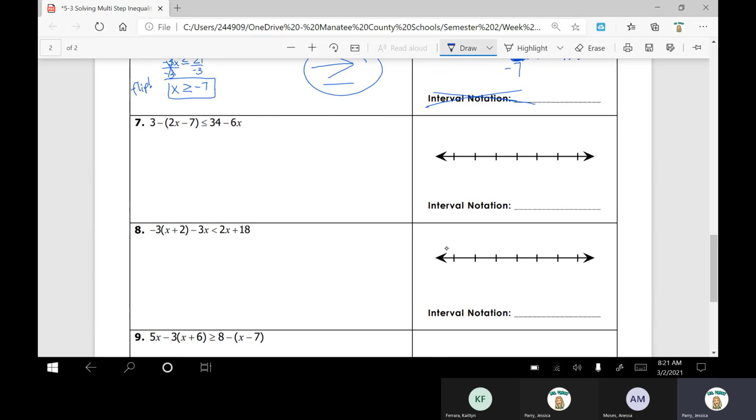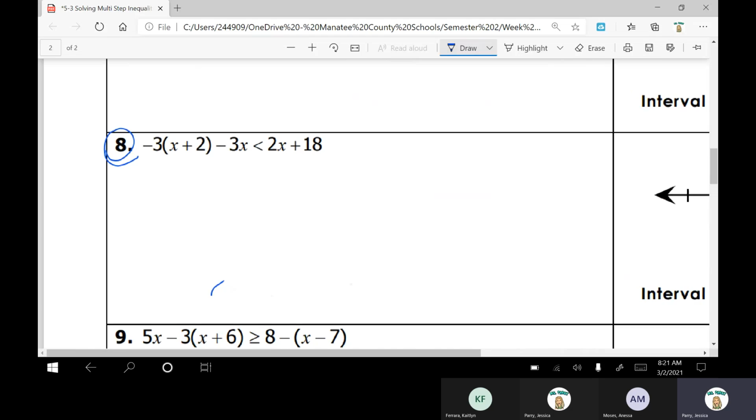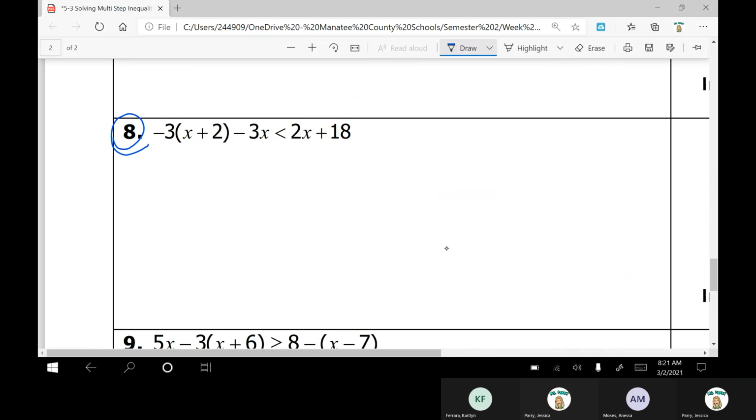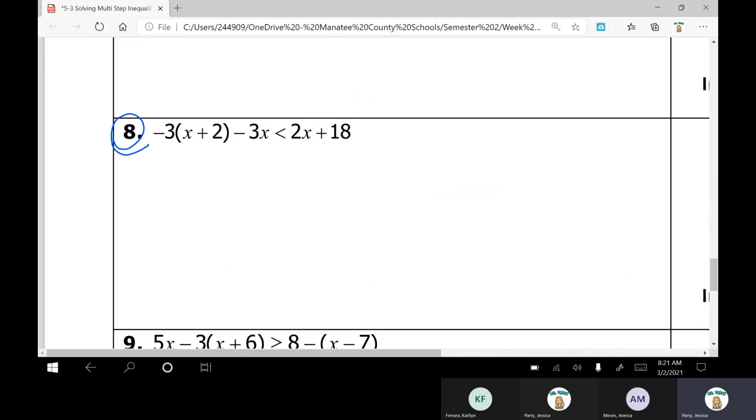Number 8. Let's go ahead and zoom in here so we can see it nice and big. For number 8, the first thing we want to do is get rid of the parentheses. This is going to be kind of like a combination of the first page and the last question we just did. How can I get rid of the parentheses? It starts with a D. What do I need to do to get rid of the parentheses?